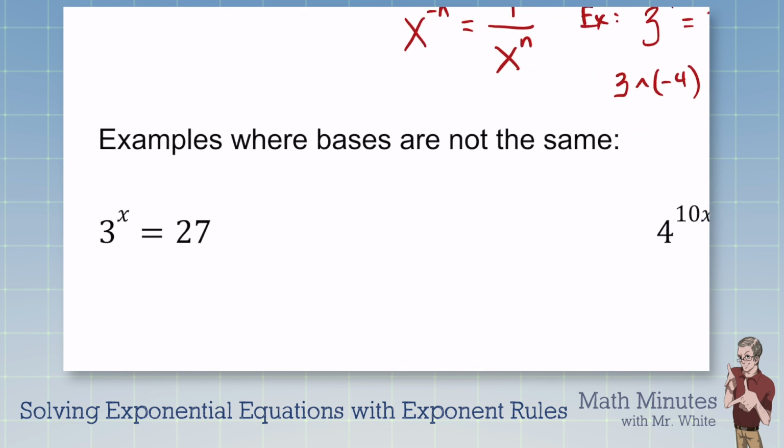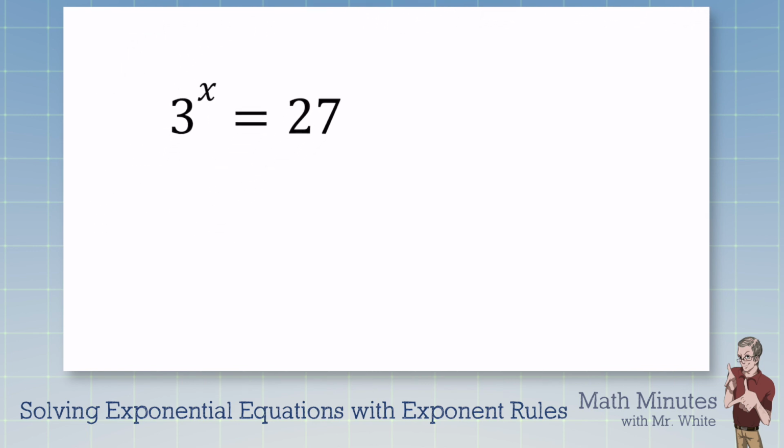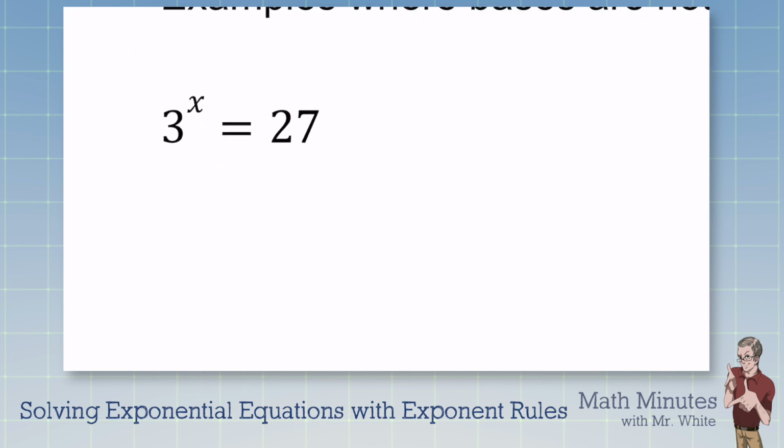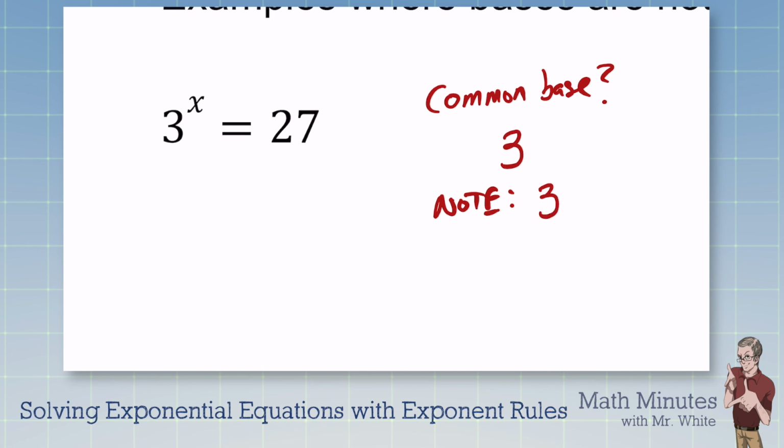So these are some examples where the bases are not the same. So let's look at 3 to the x equals 27. Is there a common base between the two? Can you convert one or both of them to a common base? It is 3. So a fact that we have here is that 3 to the third power is 27. So all of this stuff is what you would want to be thinking as you look at this question: is there a common base? So I'm going to rewrite it with the common base.